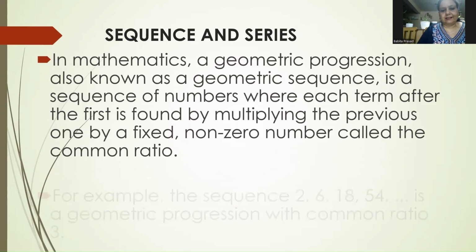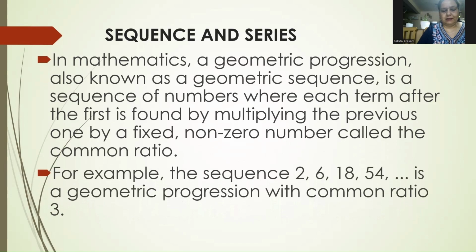In fact, it is easy to see in an example. For example, the sequence 2, 6, 18, 54 is a geometric progression with a common ratio 3. You can notice that we are multiplying 2 with 3, 6; 6 threes are 18, and 18 into 3, 54.